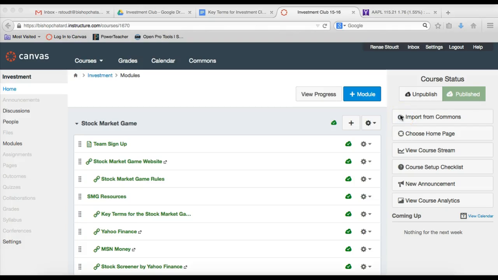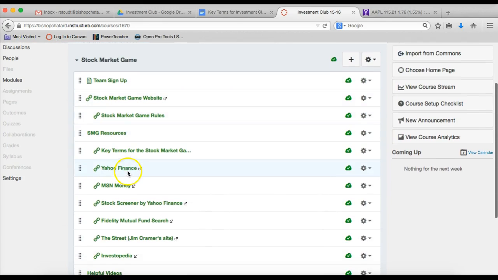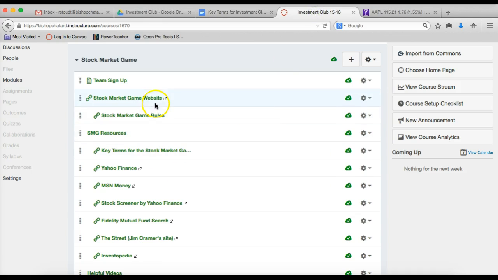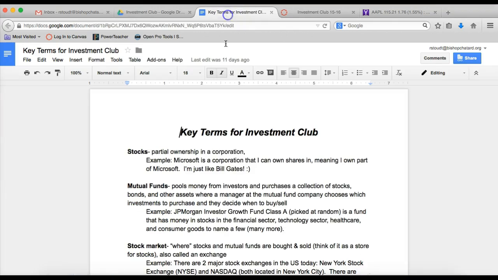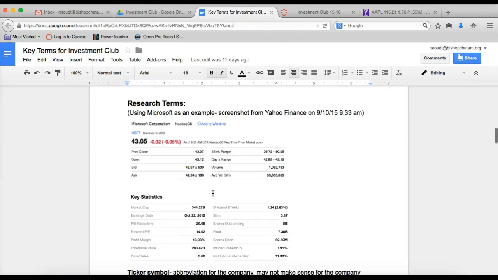All right, this is the second video on how to research a stock. In the last video, I pulled up Apple from the resources that I have on Canvas. On Canvas, I pulled up Yahoo Finance. I also recommend that you have the key terms pulled up. It's the first thing under the SMG resources. So I am going through the research terms.